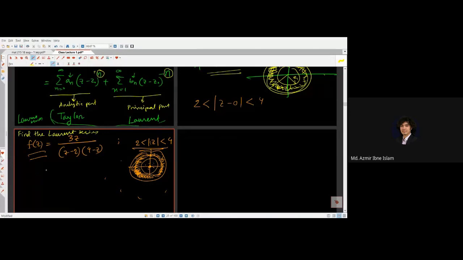Or we can also say find the power series, or find the analytic part and principal part, if any. So there will be different question patterns, which is valid for this one. So we have to find a Laurent series for this function. This is a rational function for this region.